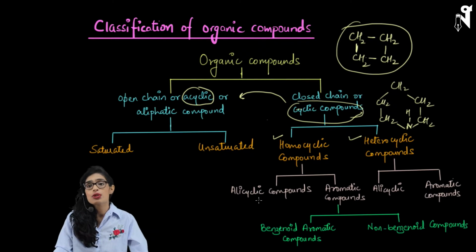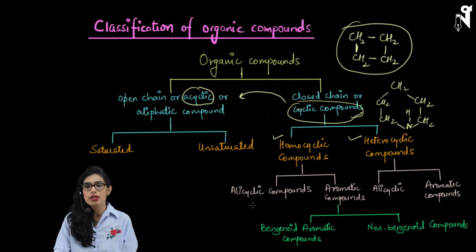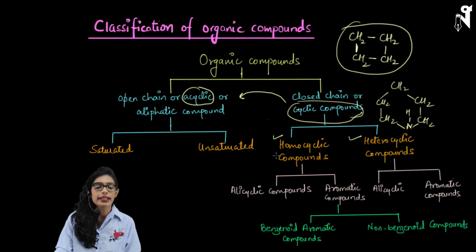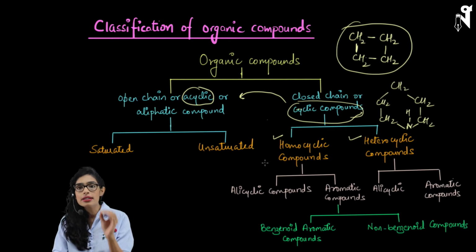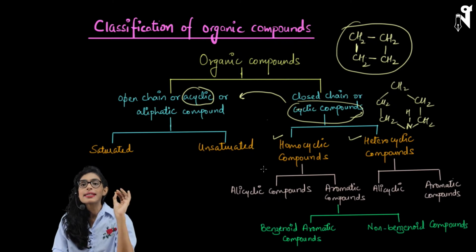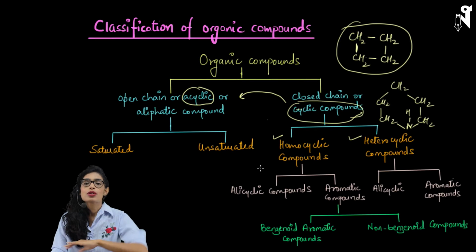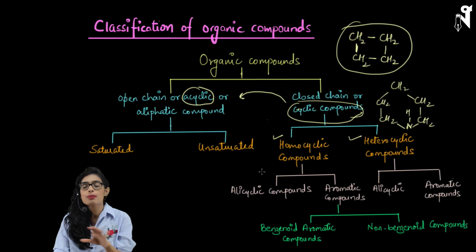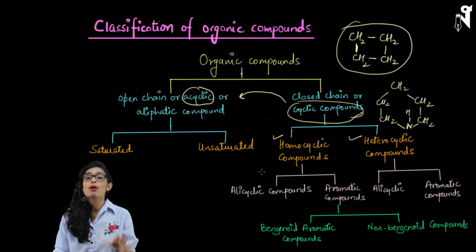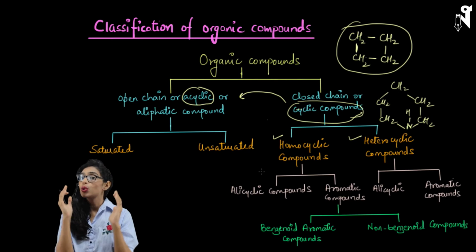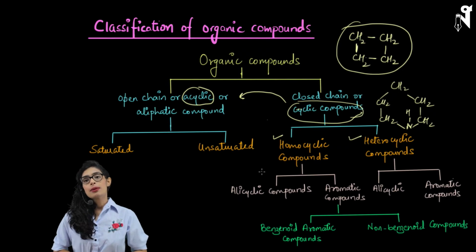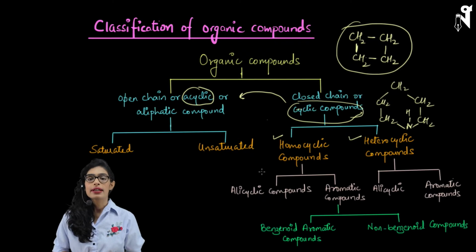Now here these terms you have to understand. We will be dealing with a lot of examples of such categories, but for now, in short, let's have an idea. Homocyclic compounds. As the name suggests, homo means similar. So basically when the cycle is made up of the same type of element only, then the compound will be known as a homocyclic compound.